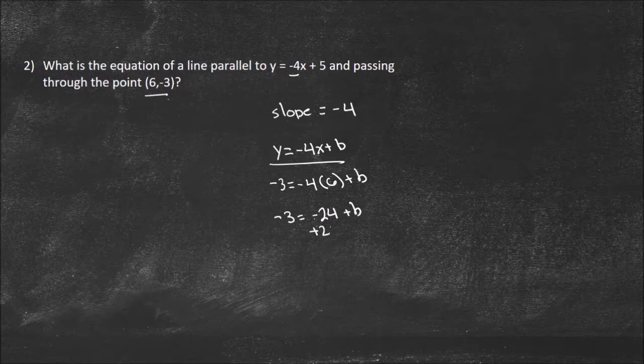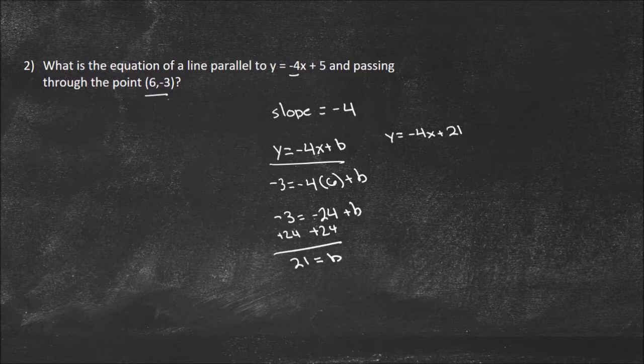Add 24 to both sides. We get 21 equals b. So the equation of the line that goes through the point and is parallel is y equals negative 4x plus 21. And a quick way to check our work is, well, it has to be parallel and it has to go through the point 6, negative 3. Well, we already know it's parallel just by looking at it, right? Because it has the slope of negative 4. So that's like a check.